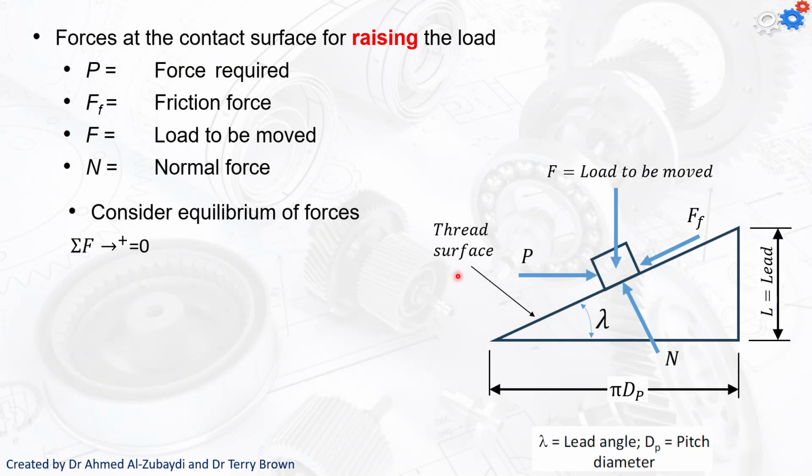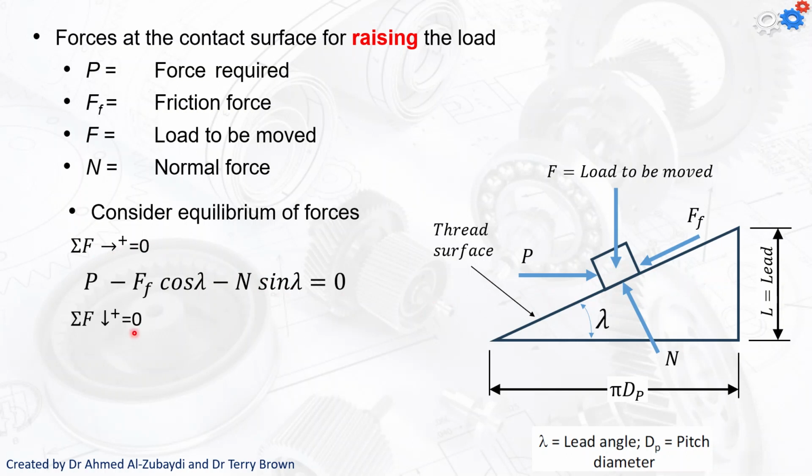So if we sum the forces in the horizontal direction, with right as positive, equal to 0, we can write our equation of equilibrium. We've got the force P here trying to push the load up the screw thread. We've got the force of friction and its component in the horizontal direction. And we've got the normal reaction force and its component, sorry, not in the vertical direction, in the horizontal direction, because we're summing forces in the horizontal direction here. All right, so that's that.